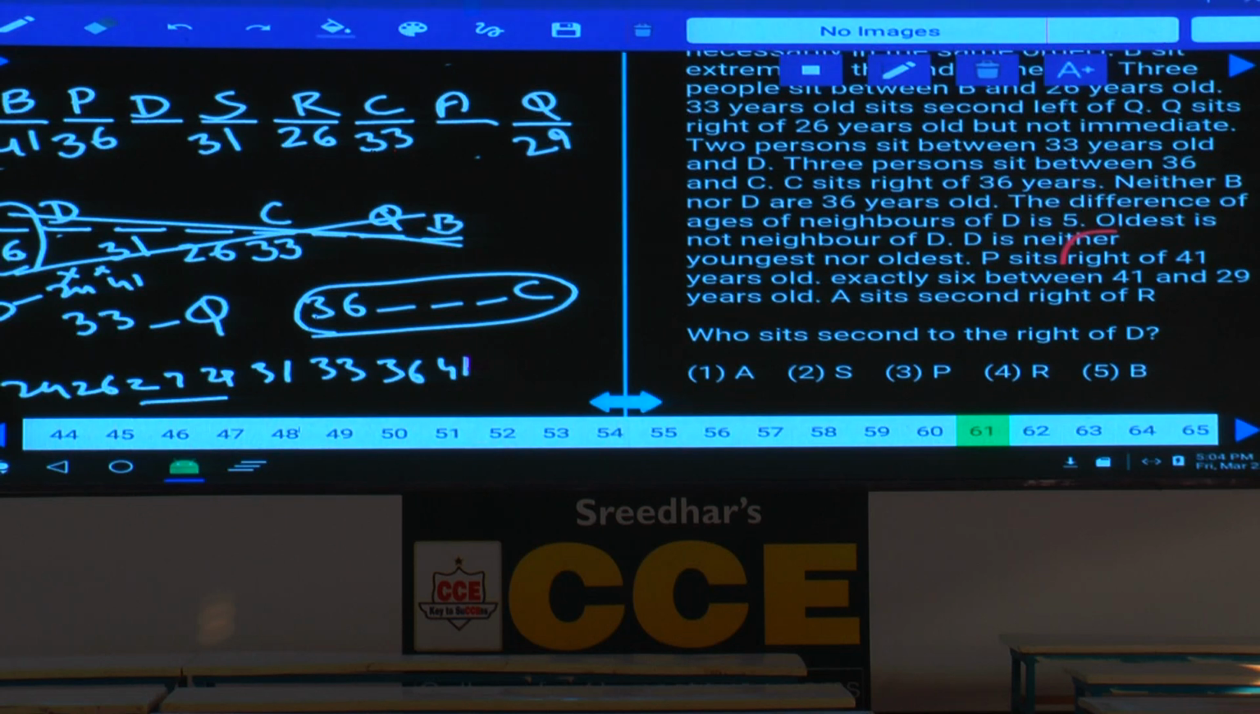Done with this? No, sir. In general, if you want to go through this one, rather than working this way, what is the first priority, how will we solve this one? We will first take this information: exactly 6 persons between 41 and 29. Then we will have 2 possibilities. Another, this P is to the right hand side of 41. Hence P cannot be on the right hand side. P is on the left hand side, only one possible.